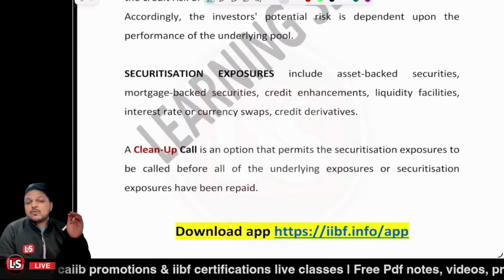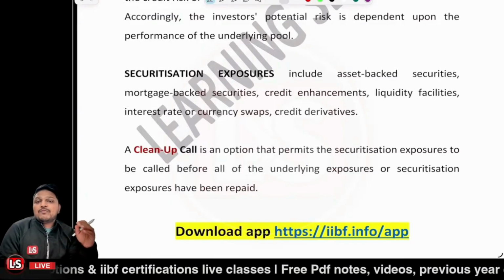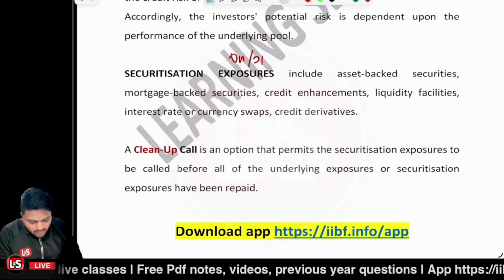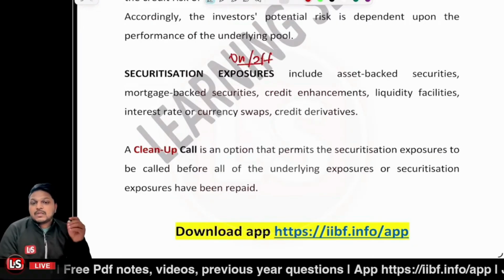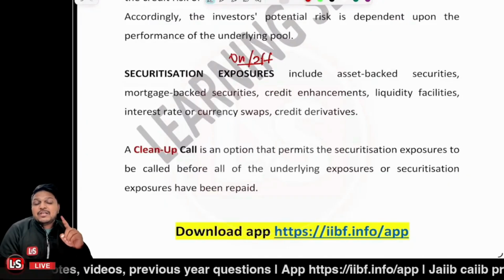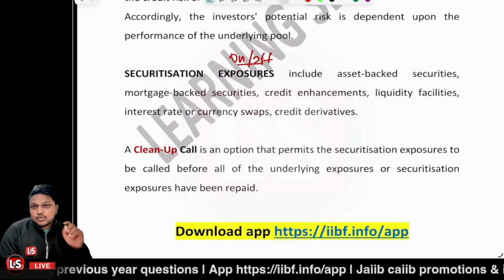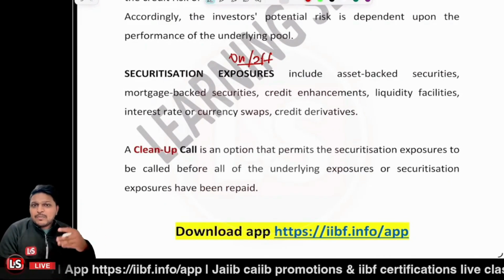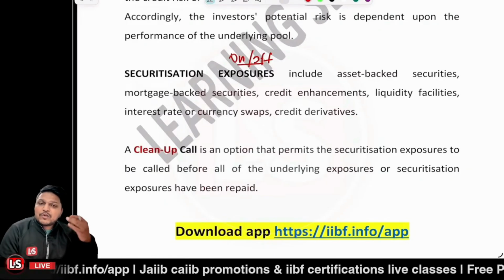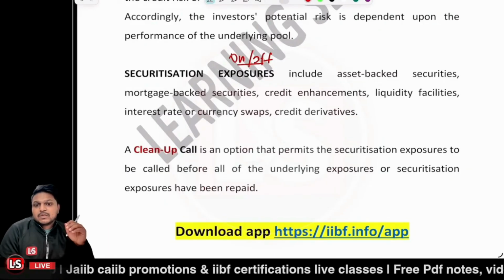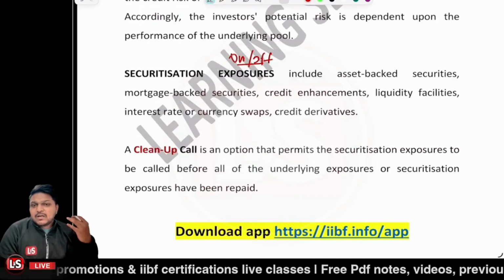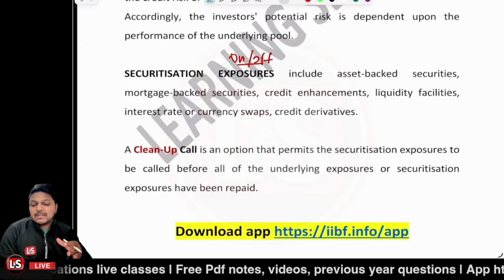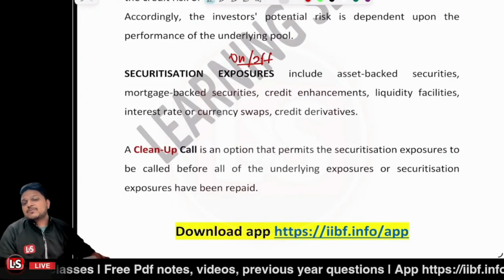Now, securitization exposures are what? These are the on balance sheet and off balance sheet positions that the bank is going to assume in relation to the securitization transaction. So when a bank comes in under a securitization transaction, what is going to be the on balance sheet or off balance sheet exposure on that particular bank? That is a securitization exposure. It could be the credit risk, market risk, liquidity risk, operational risk that the bank is exposed to when entering a securitization exposure.